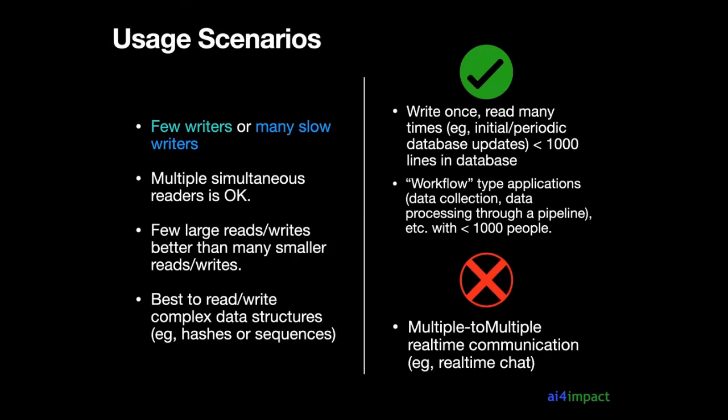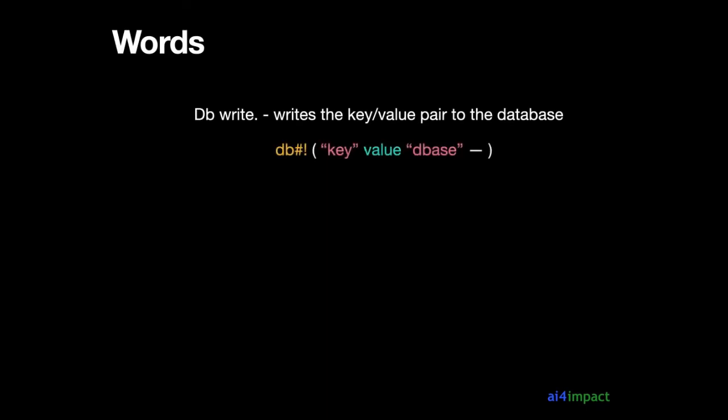Okay, so I hope that gives you a bit of a quick overview on what we're doing. There are only 3 words in this system. There's the usual write, which is db write with an exclamation mark. It takes a key and a value, like your hash or your persistent storage, but additionally it takes in a database name. This allows you to write to different databases if you want to. It allows you to have a test database and a live one.